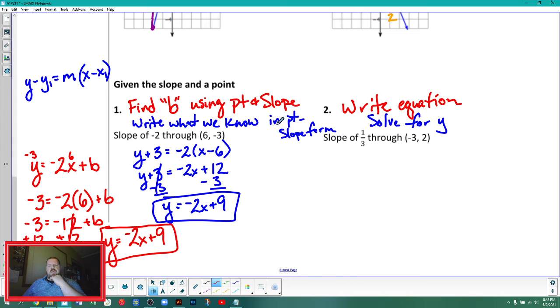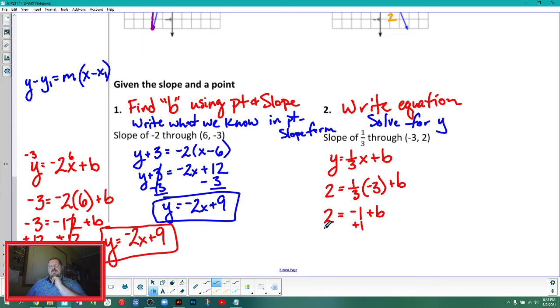I'll start this next one with the first round of solve for b and then write the equation. Slope of 1/3, so I have y equals 1/3 times x plus b. Just holding on to that. My y is 2, and my x is negative 3. And so that 1/3 times negative 3 is going to give me negative 1. And when I solve for b, it looks like I get 3 for b.